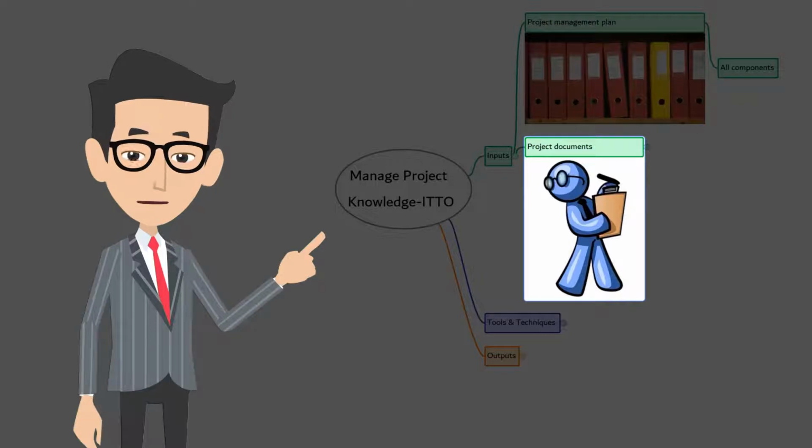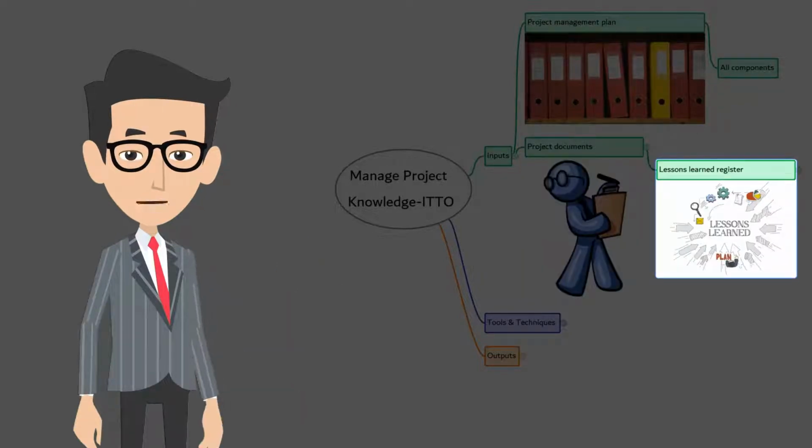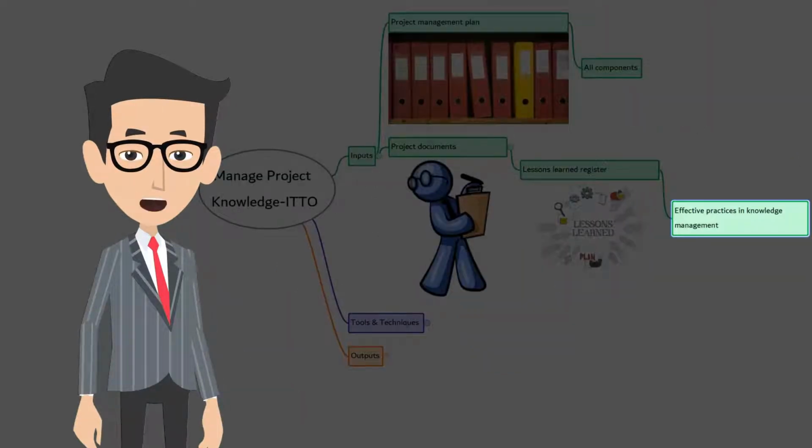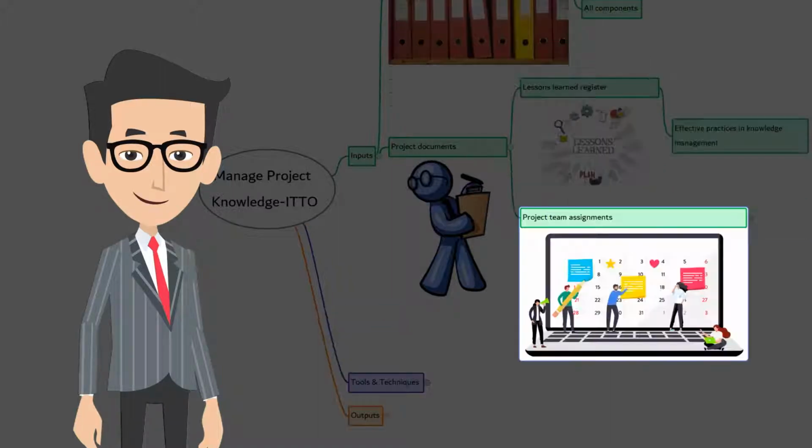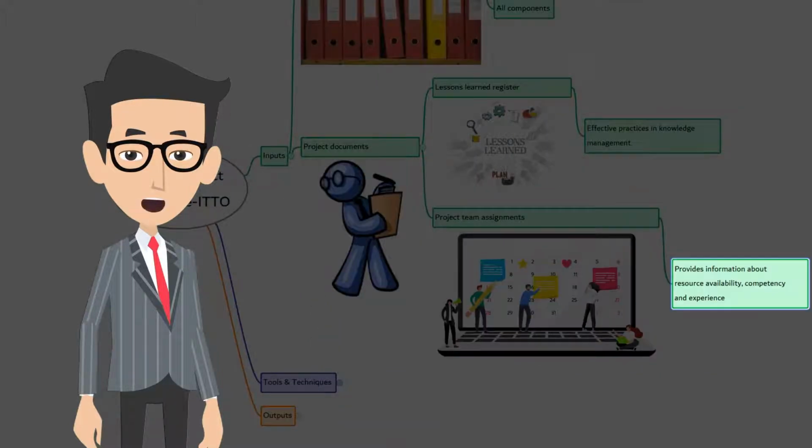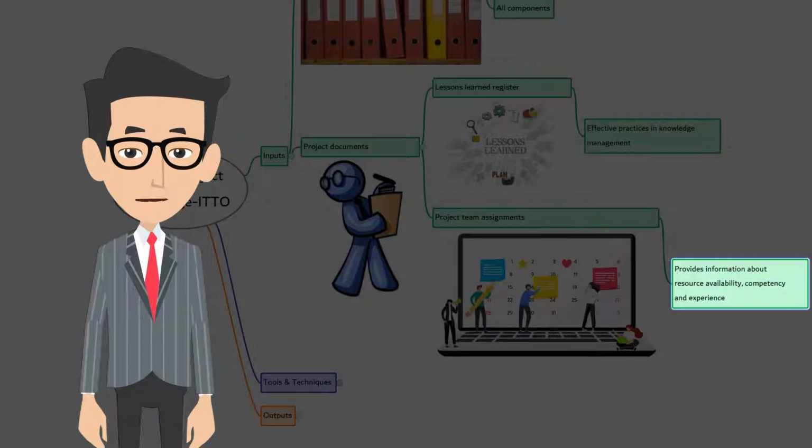Let's discuss them. First one, Lessons Learned Register. The Lessons Learned Register provides information on effective practices in knowledge management. The next one is Project Team Assignments. The project team assignments provide information on the type of resource available in the project, their competencies and expertise. This may also include the knowledge that may be missing within the project.